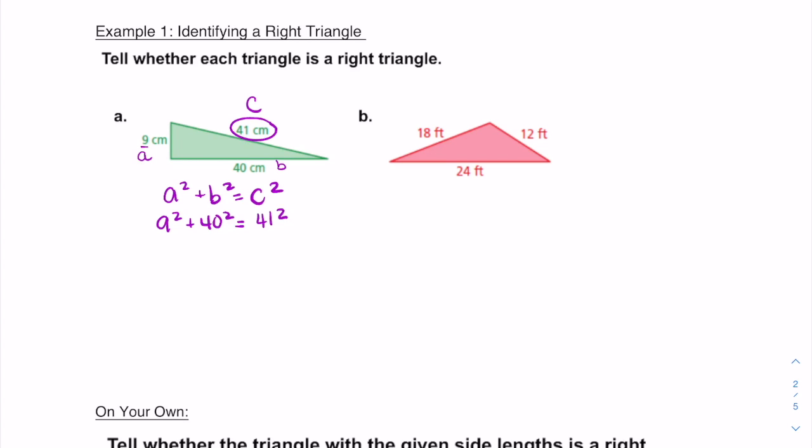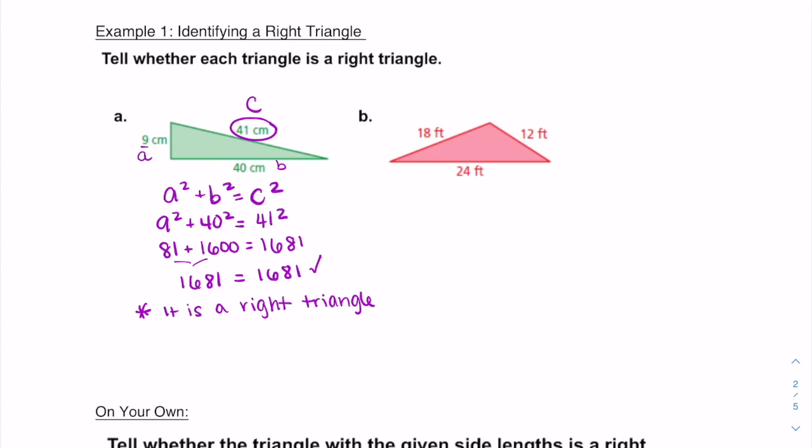Now, simplificamos. 9 squared is 81. 40 squared, 1,600. 41 squared, 1,681. Suma estos dos, I get 1,681 equals 1,681. Los dos lados son igual, entonces yo sé que este triángulo is a right triangle. Y esa es la única cosa que estamos viendo, es si el triángulo tiene unos 90 grados, okay? And this is a way to show that. Let's try the next one.